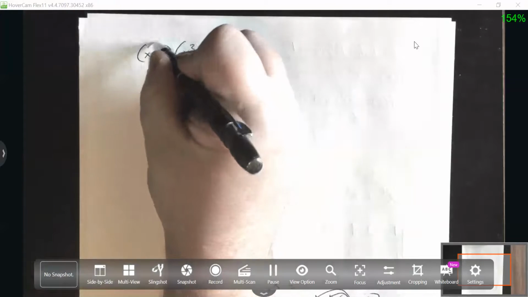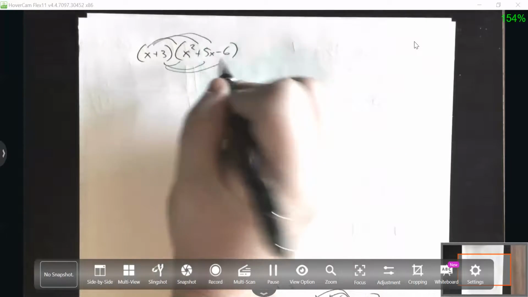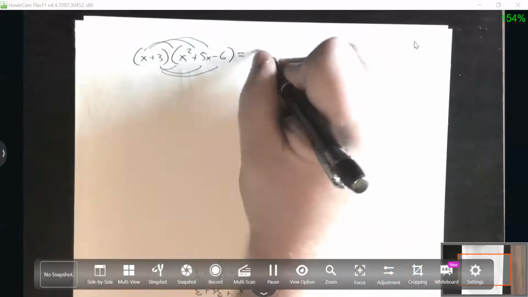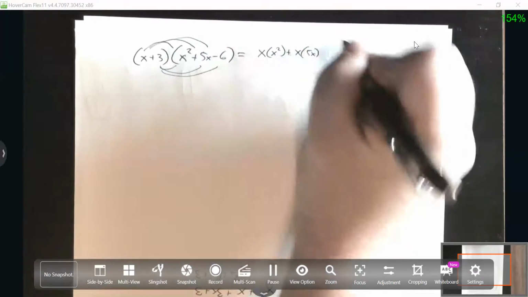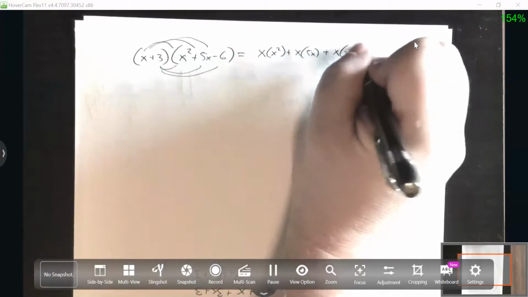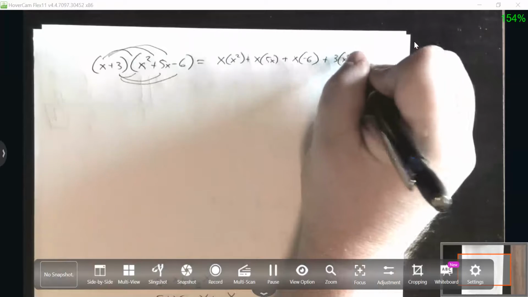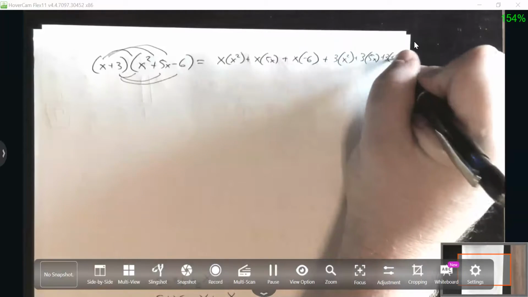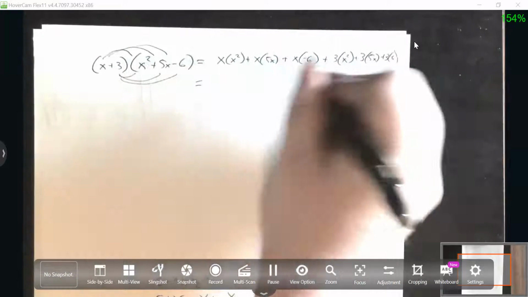I'm going to take the x to each of them, and I'm going to take the 3 to each of them. So when I do that, if I just write it all out linearly, that would be x times my x squared plus x times my 5x plus x times my -6. There's all the x's. Plus 3 times my x squared plus 3 times my 5x plus 3 times my -6. I almost ran out of room there. So that did all of them. We can go through and combine them.